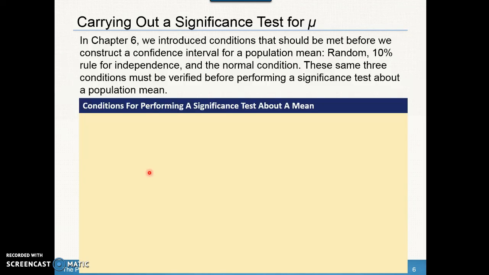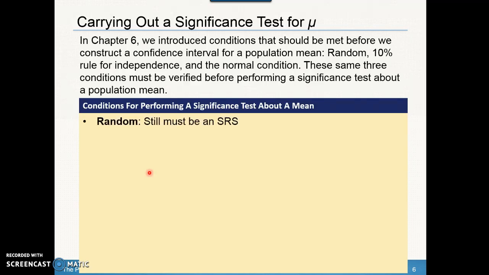Okay, so in the previous chapter we introduced conditions that should be met before we can construct a confidence interval. Why do we have to meet these conditions? Number one, the simple random sample allows us to use inference for a wider population. The 10% condition allows us to use the standard deviation divided by the square root of n, and then remember that we have to have the normal condition. Before we can find any probabilities or confidence intervals, we have to make sure that the population is normally distributed.